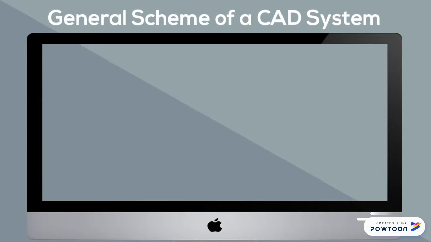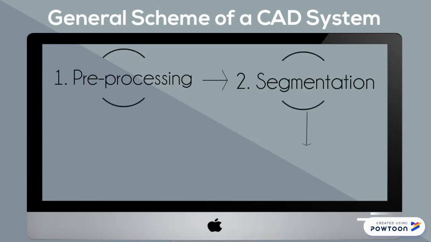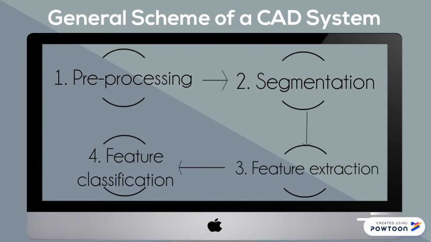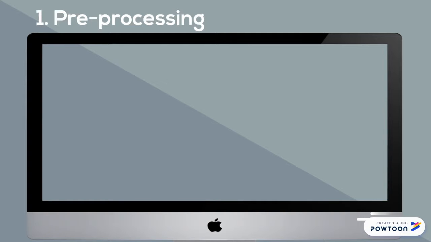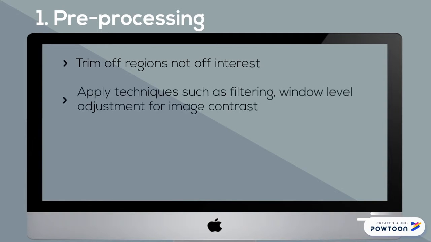There are typically 4 general schemes for a computer-aided diagnosis system: pre-processing, segmentation, feature extraction, and feature classification. The first step is pre-processing. In this step, the image is being processed into a sufficient enough quality so that the computer is able to recognize it. Filters are applied as well as window level adjustments to change image contrast. The main goal of this step is to reduce noise and image artifacts.